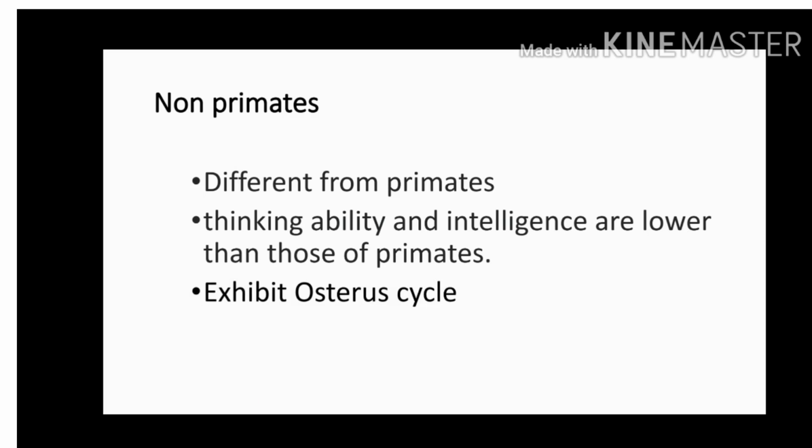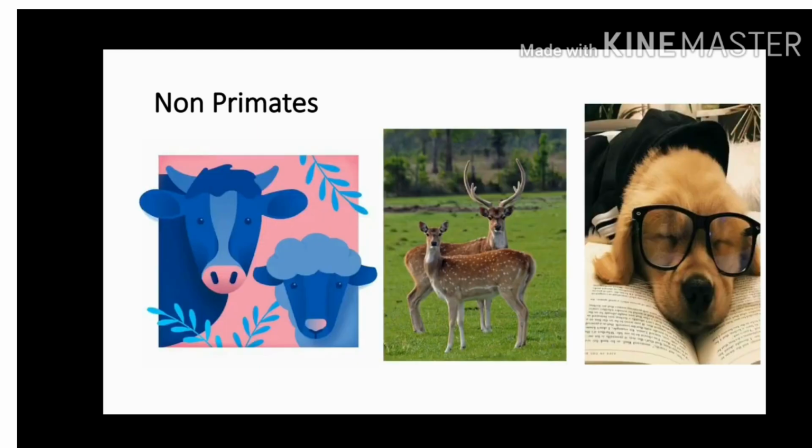cycle. See, the primate exhibits a menstrual cycle in which there is a loss of blood. There is a blood flow after each 28 days. But in the oestrus cycle in non-primates, there is no loss of blood. And these non-primates are seasonal breeders. It means they give birth to their young ones during their favorable seasons.